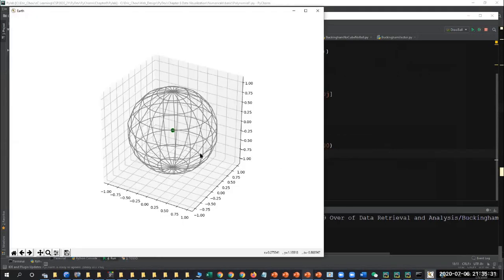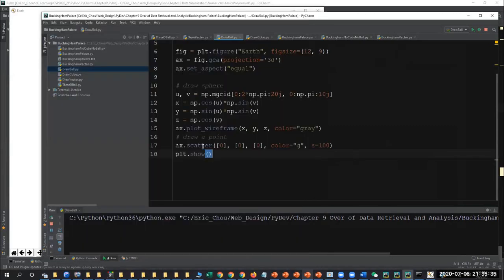So that's a wireframe. You create a wireframe and you create the green dot. The green dot is actually this green dot, size 100. The ball is quite big. The original point ball is quite big. You can do this scatter chart. And from your UV system, you calculate your XYZ.